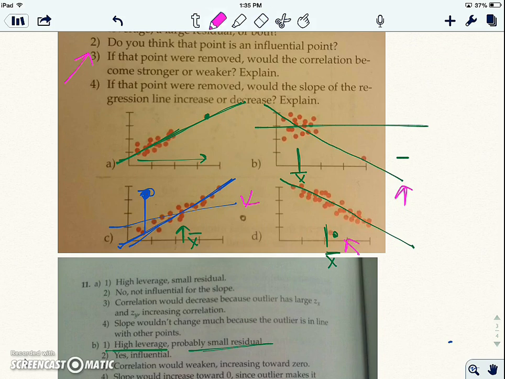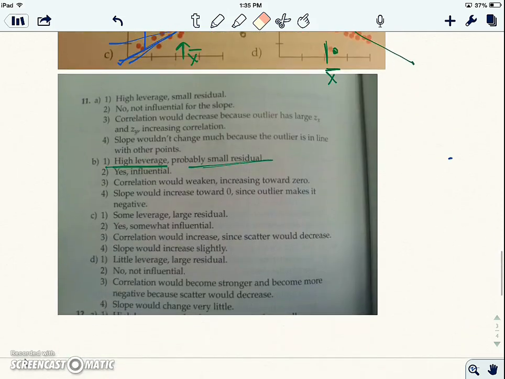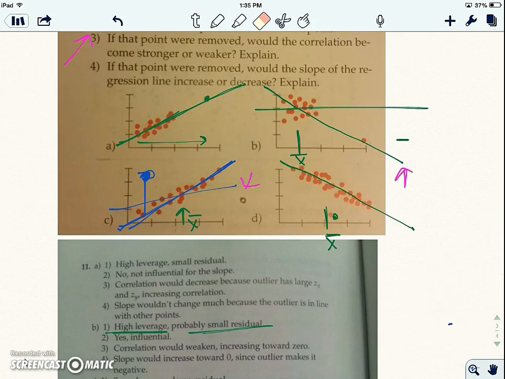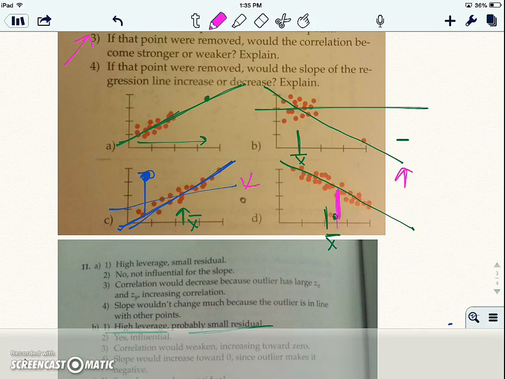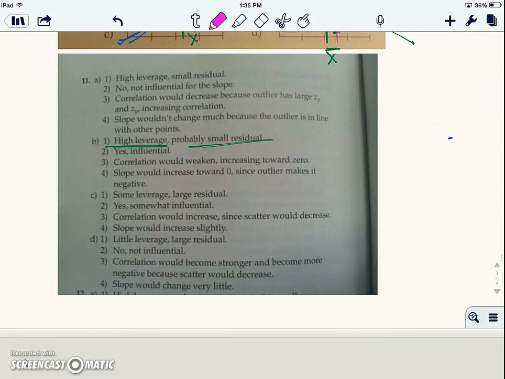It's lower as the x value increased, which was what was happening. As x value increased, the y values went down. It might be a little influential, but it's saying it's not influential at all. That's fine. What would happen if we got rid of it? Well, again, it's adding scatter. It's got a high residual, so the R value would get stronger.